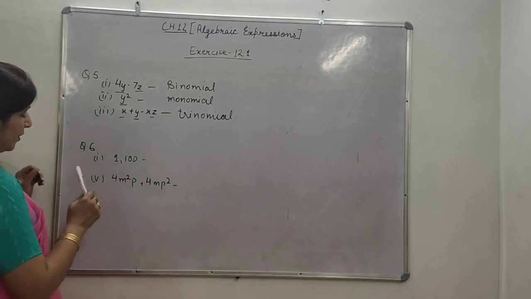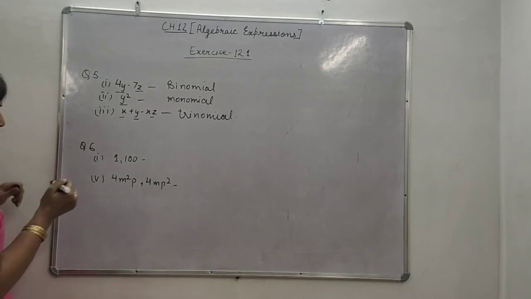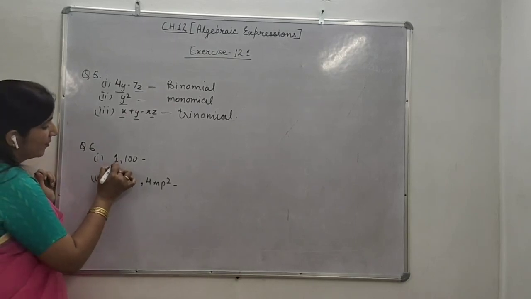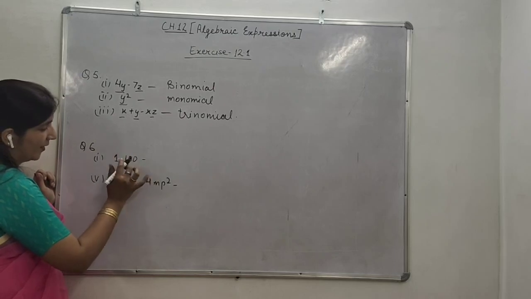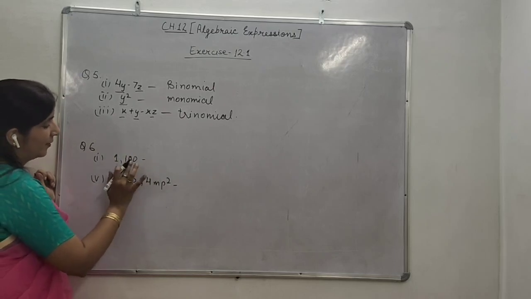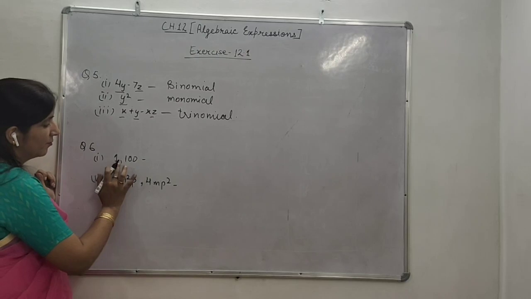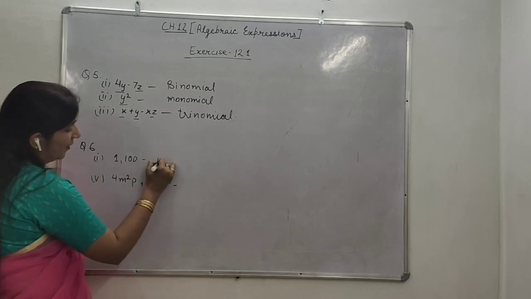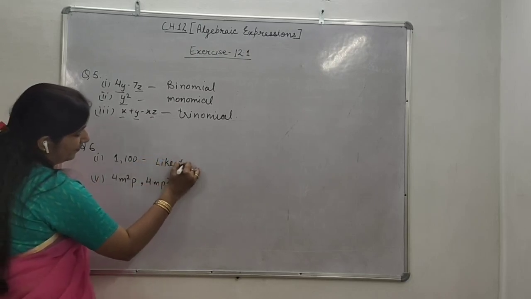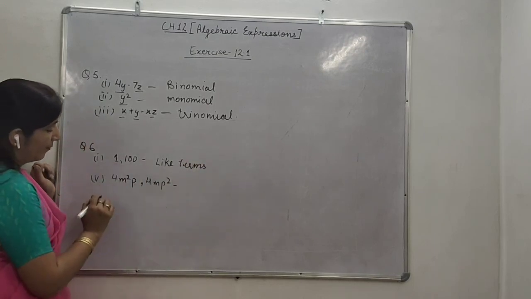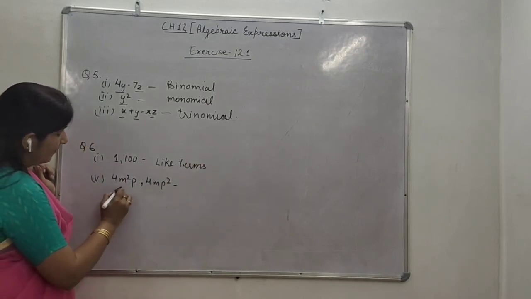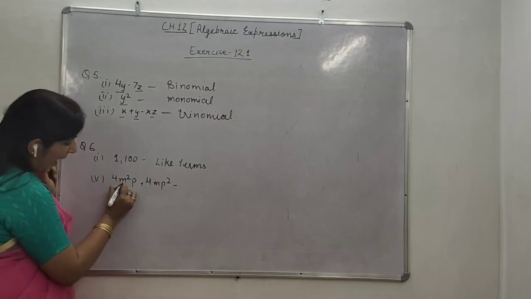So out of those 6 parts, I am telling you 2 parts. The first part is in which 1 and 100 are given. You can see here is no x, no y, nothing is here. So there is no algebraic factor in both the given terms. So what can we write? They are like terms, because both of them have only constants. Now in the 5th part you can see here m square.